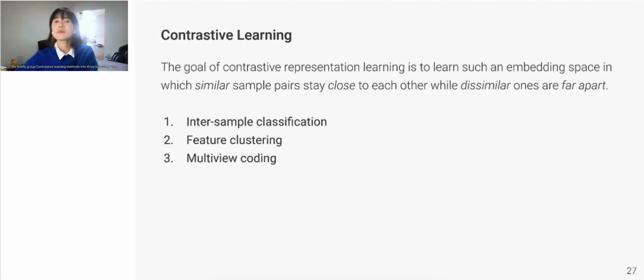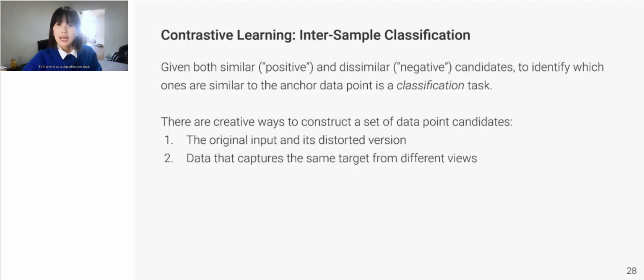We briefly group contrastive learning methods into three subcategories. They are inter-sample classification, feature clustering, and multi-view coding. Among them, inter-sample classification is the most dominant approach. We name it inter-sample as we want to emphasize or distinguish it from intra-sample missing information prediction, as we just introduced for the self-prediction setup. To frame it as a classification task, the model is given both similar and dissimilar candidates and asked to identify which ones are actually similar to the anchor data point. We usually refer to similar ones as positive samples and dissimilar ones as negative ones.